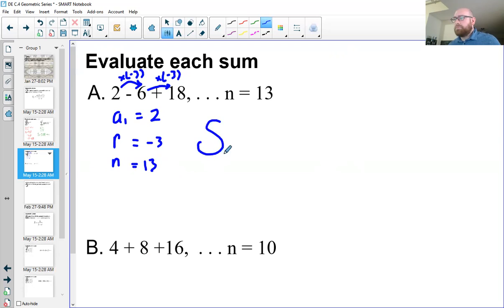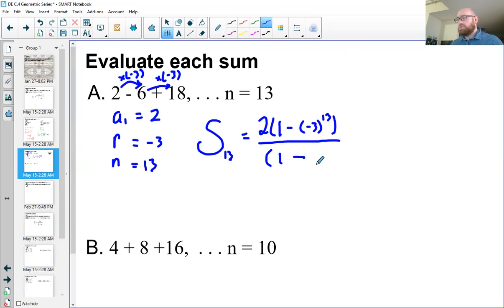So our sum, our 13th partial sum, is going to equal 2 times 1 minus -3 to the power of 13. Notice that I have an extra set of parentheses around the negative because I have to raise -3 to the power of 13 before it can be subtracted. All divided by 1 minus -3.